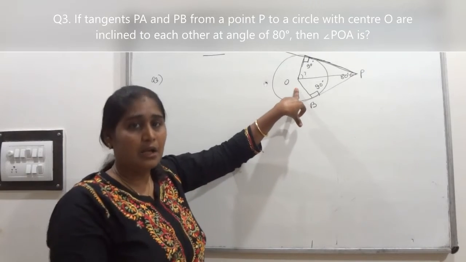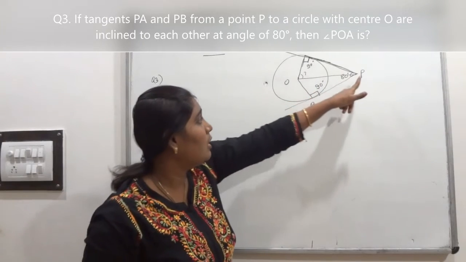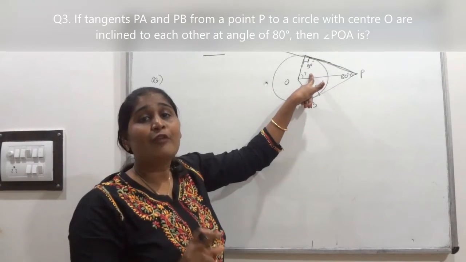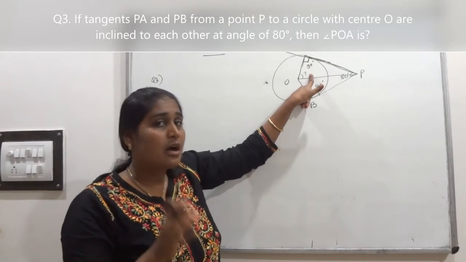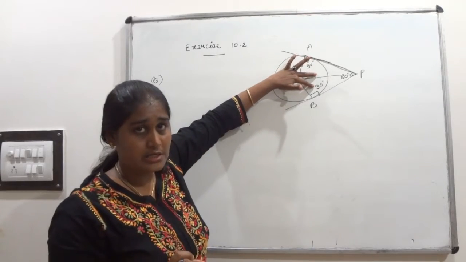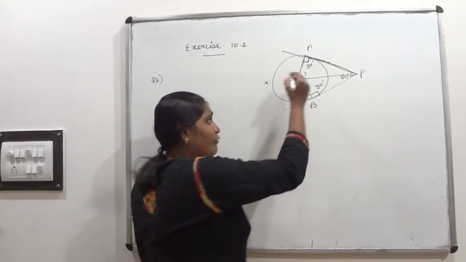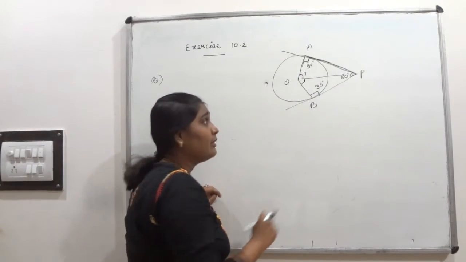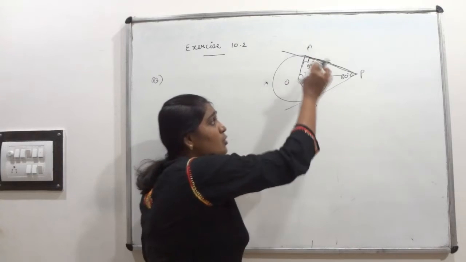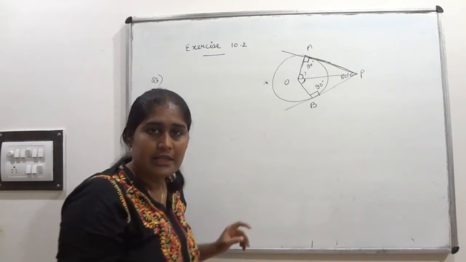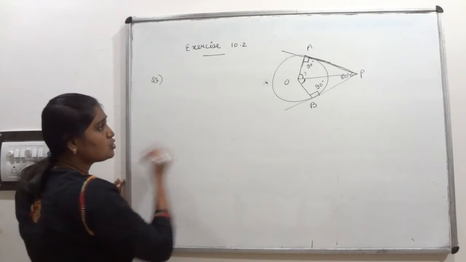After getting the angle O value, I only have to find angle POA, which is half of angle O. Why am I saying it's half of angle O? Because when I take these two triangles, we show the congruency. After showing the congruency, this angle will be equal to this angle. That means angle O is 2 times angle POA. So from that we can get the answer. Let us see how to solve.